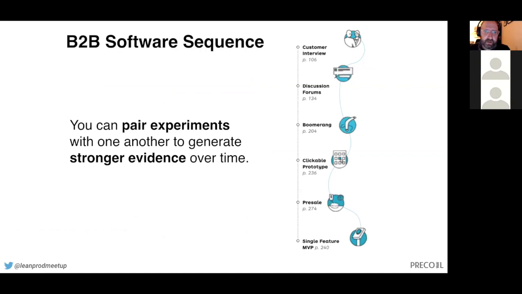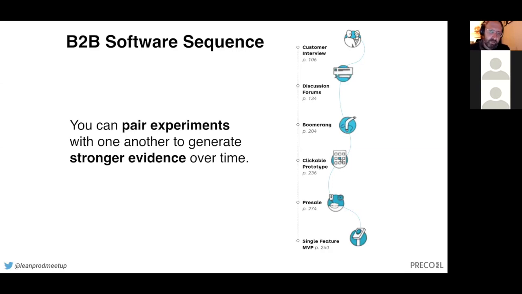The other thing we did in the book, and I wish I could have had more time for this, was sequences. So for example, can you take what you learned from your interview, go online to discussion forums and look for a broader quantitative data set on it, and then go competitive test what people are using now, and then build your own kind of clickable prototype, and then from there maybe do some pre-sales and then build a really small MVP. I have only 2 pages in the book dedicated to this.